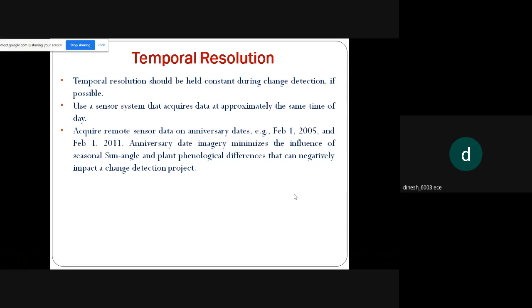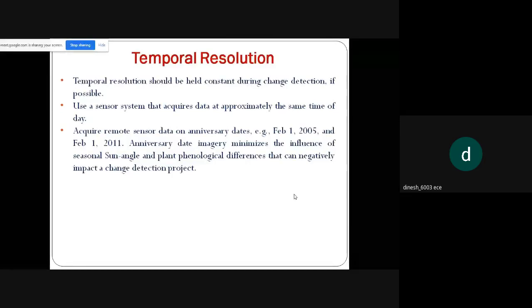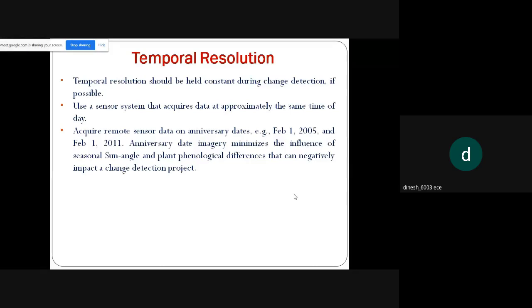This temporal resolution should be held constant during change detection. For example, if you are having remote sensing data to be observed on dates February 1, 2005 and February 1, 2011, the anniversary date imagery minimizes the influence of the seasonal, sun angle, and plant phenological differences that can negatively impact change detection. So during the changes, the temporal resolution plays a major part in obtaining the data acquisition of a remote sensing system.